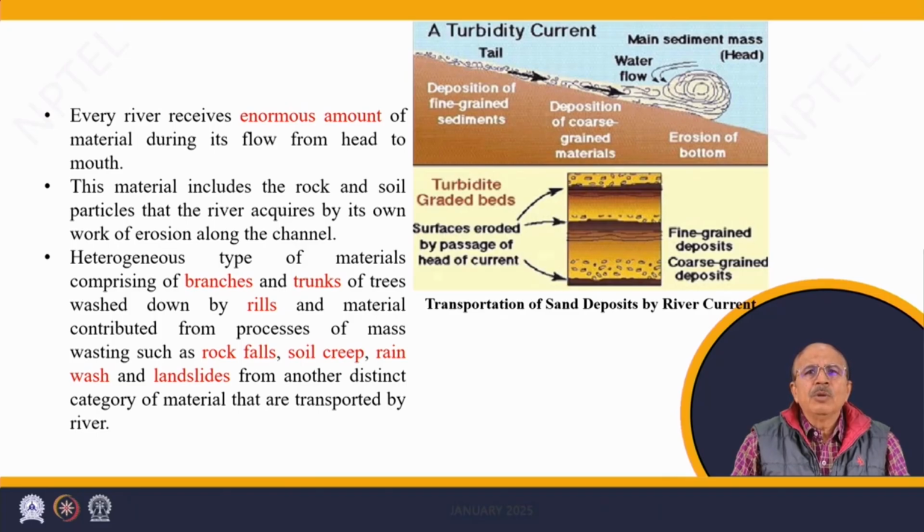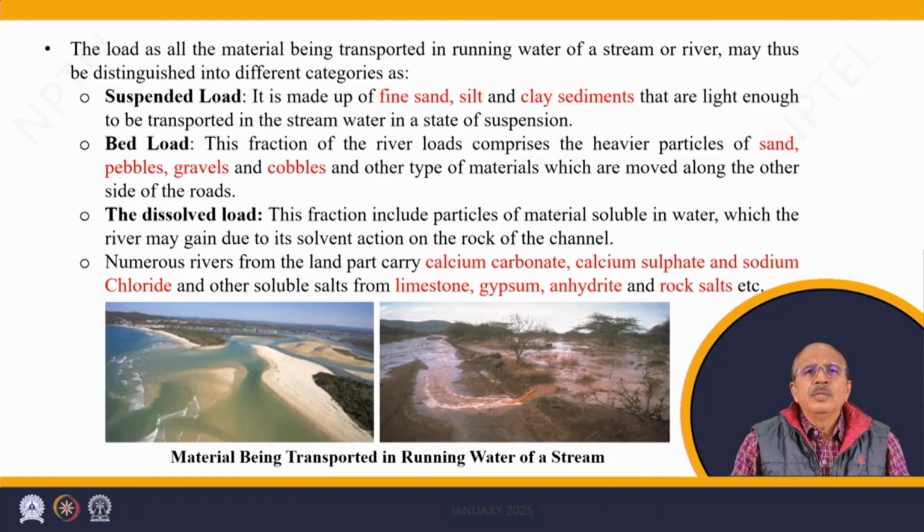So this is about the transportation of sand by a river current. The load, as all the material being transported in the running water of a stream or river, may be distinguished into different categories. Like suspended load: it is made up of fine sand, silt and clay sediments that are light enough to be transported in the stream water in a state of suspension.